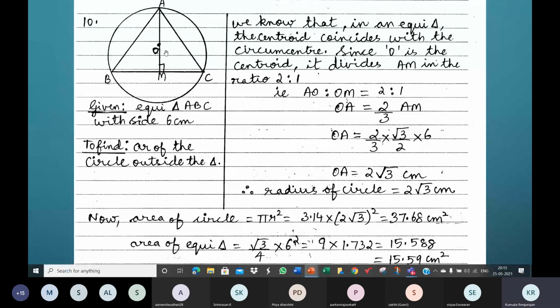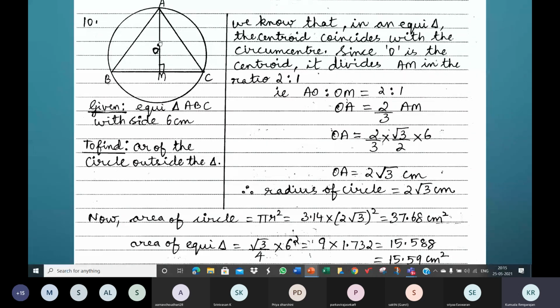You can see it here. So you can use this property. Again, you can use trigonometry also, children. You experiment all that. You can also use trigonometry. So here you see we've used the ratio 2:1. But here we should not find OM. OM is not the radius. OA is the radius. That's the difference.